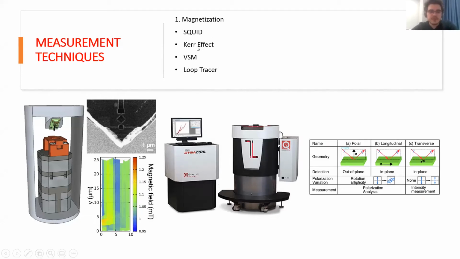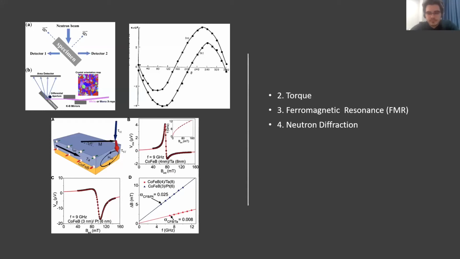SQUID is really helpful to magnetize our materials and see hysteresis loops. Also, the Kerr effect, which depends on the polarization of photons, is a useful tool to measure hysteresis loops. VSM and loop tracers can also be used. Also, we can use torque measurements, as I told before.